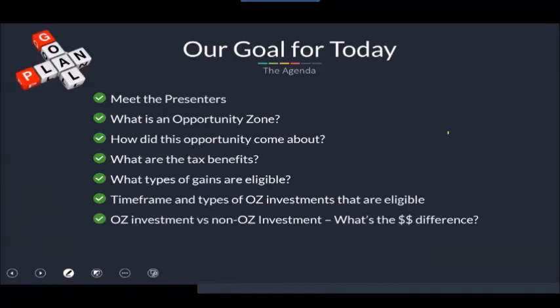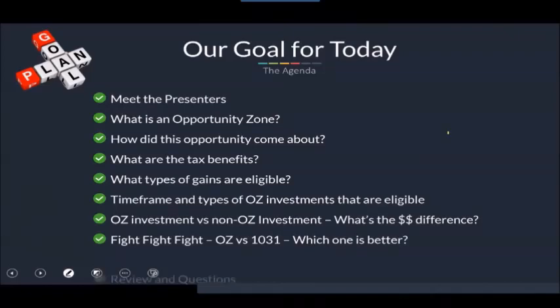One of the things that I'm going to add today is I'm going to talk about the pitfalls of opportunity zones. I was very excited when I went to Los Angeles recently, and then I realized there's a bunch of problems here that people need to know about when they're making their investment decisions. So we'll talk about pitfalls because these are very serious. And then we're going to finish off with a fight. We're going to have OZ fight 1031, and we're going to talk about which one is better. And we'll finish off with a review and some questions from all of you.